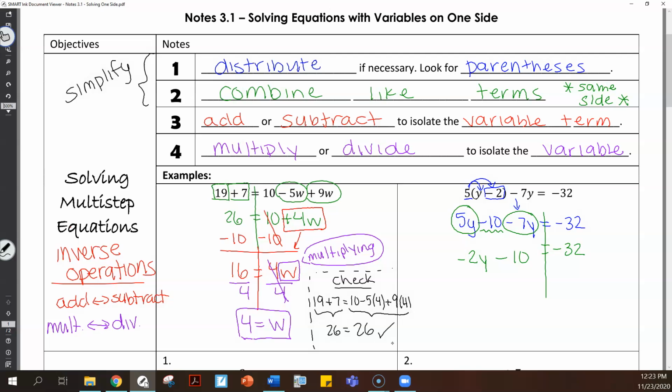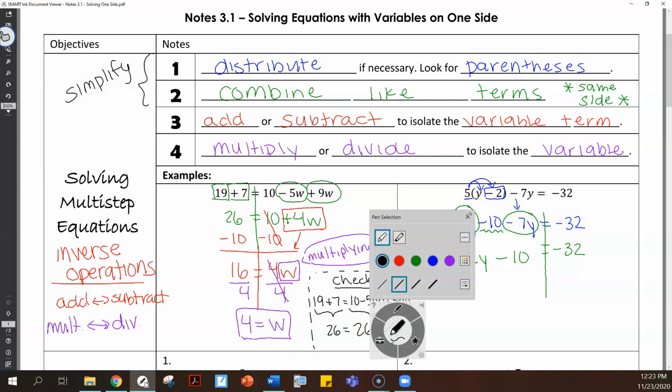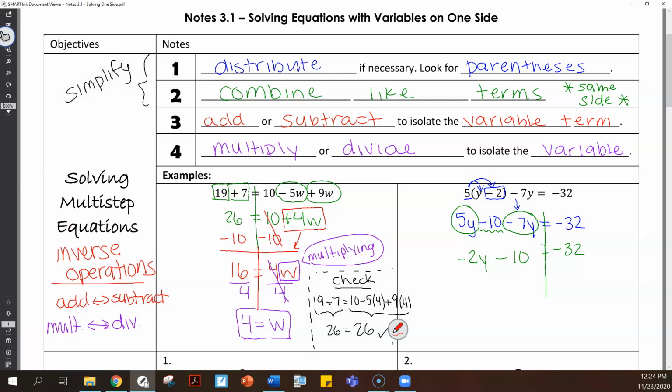I already did the combining like terms. So all I have to do is isolate my variable term and then isolate my variable. In this case, my variable is y, and my variable term is y and anything that's connected to it. In this case, -2 is connected to y, so -2y is my variable term.